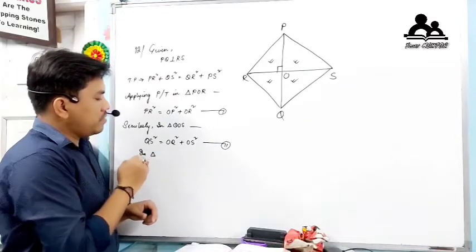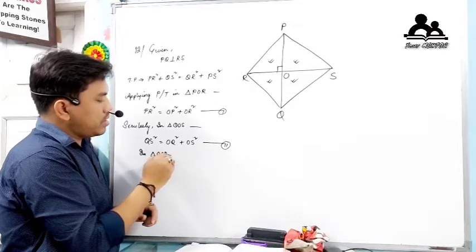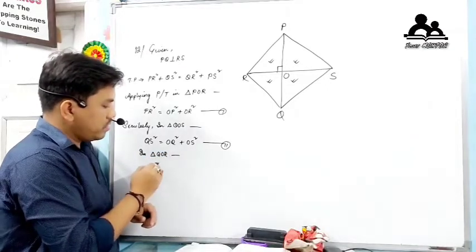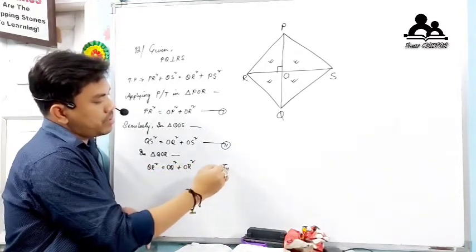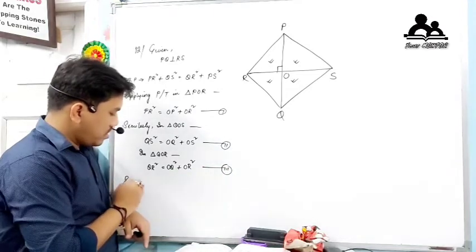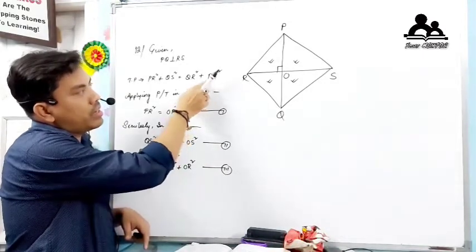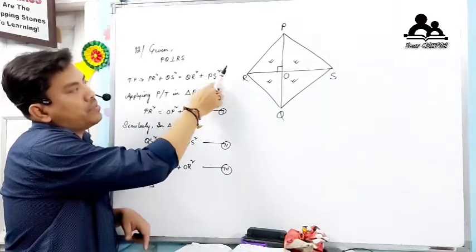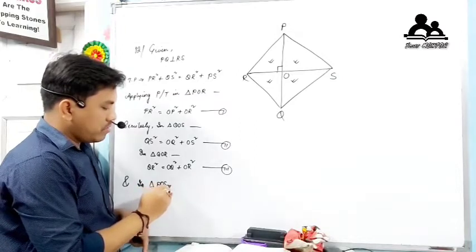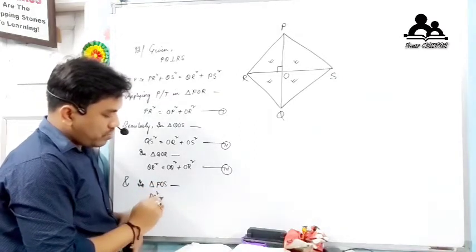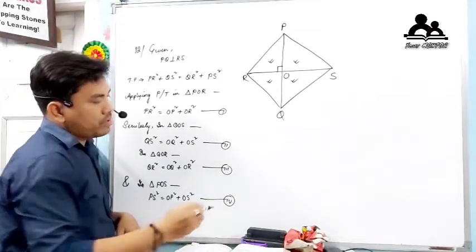In triangle QOR, what you will get? QR square will be equal to OQ square plus OR square. That is equation number 3. And finally, the last triangle. What is the last triangle? POS. PS square will be taken from triangle POS. PS square will be equal to OP square plus OS square. And this is equation number 4.